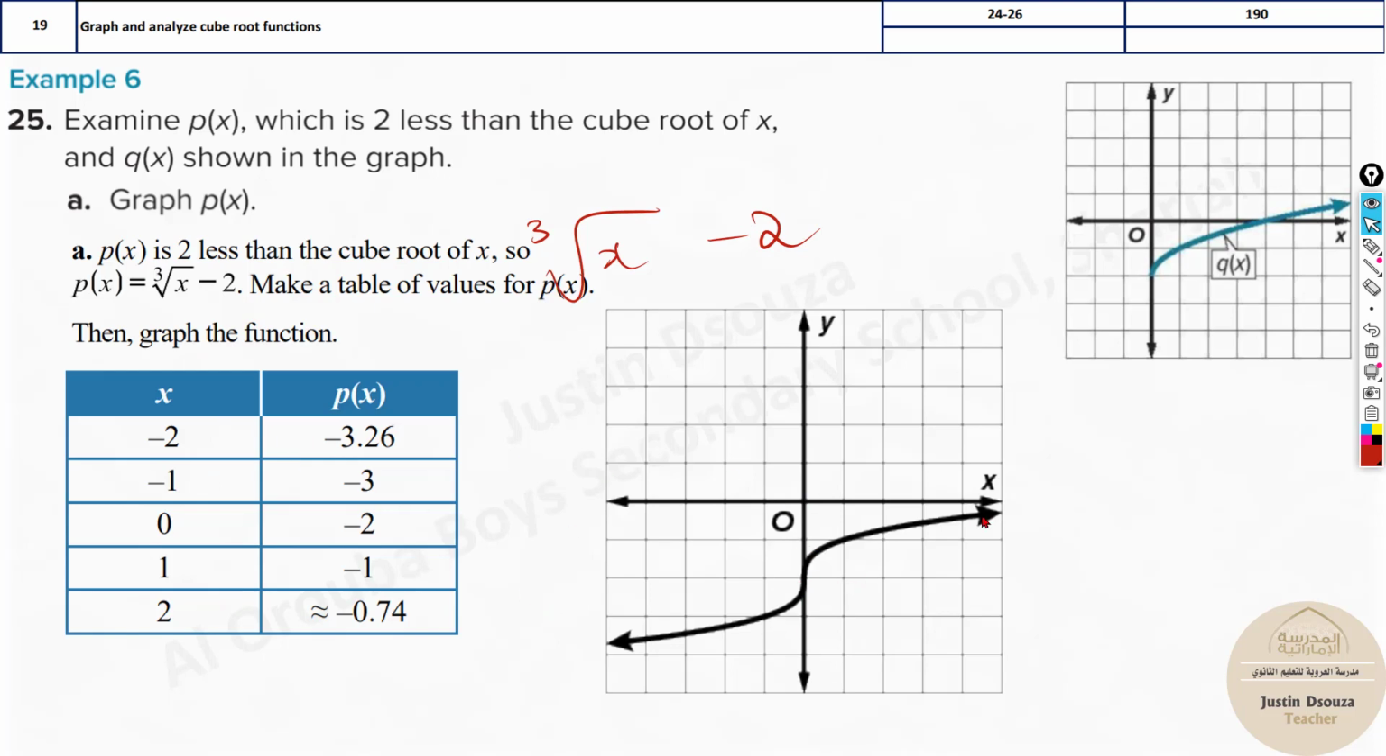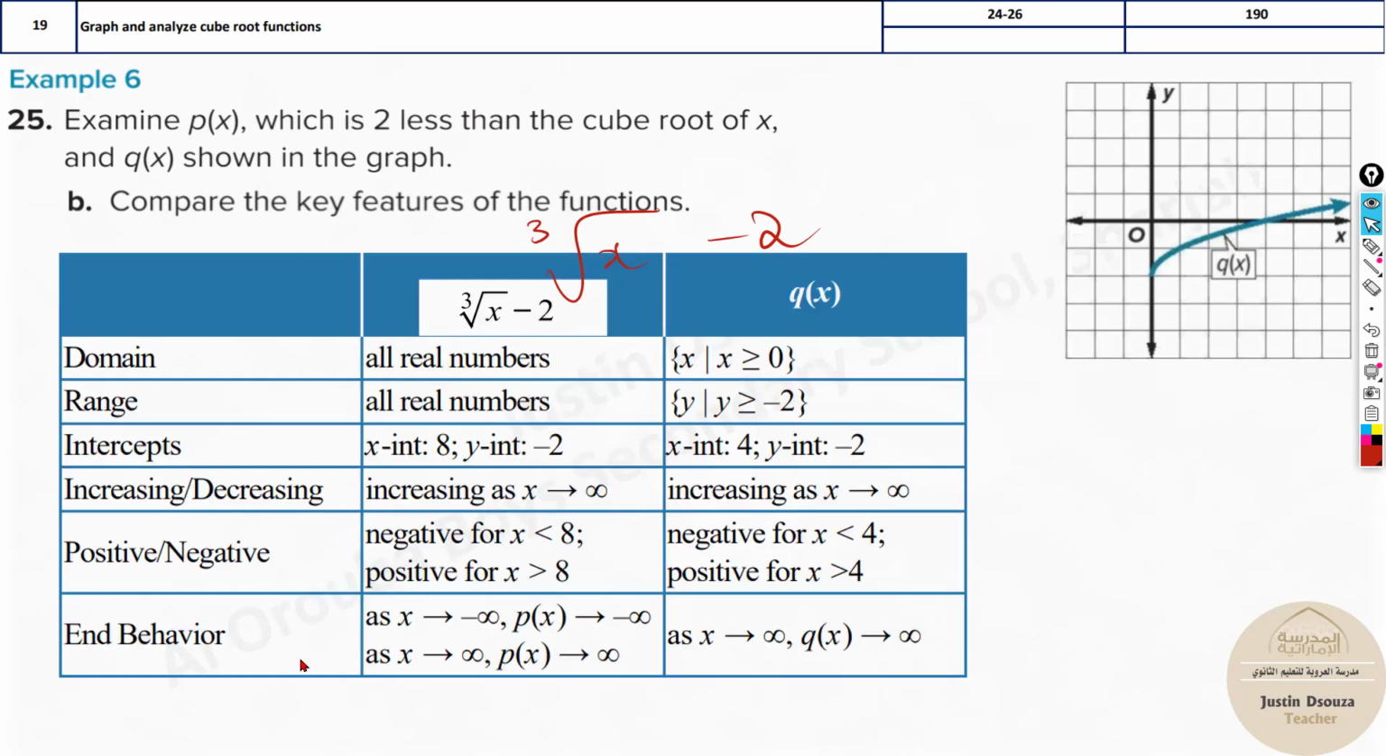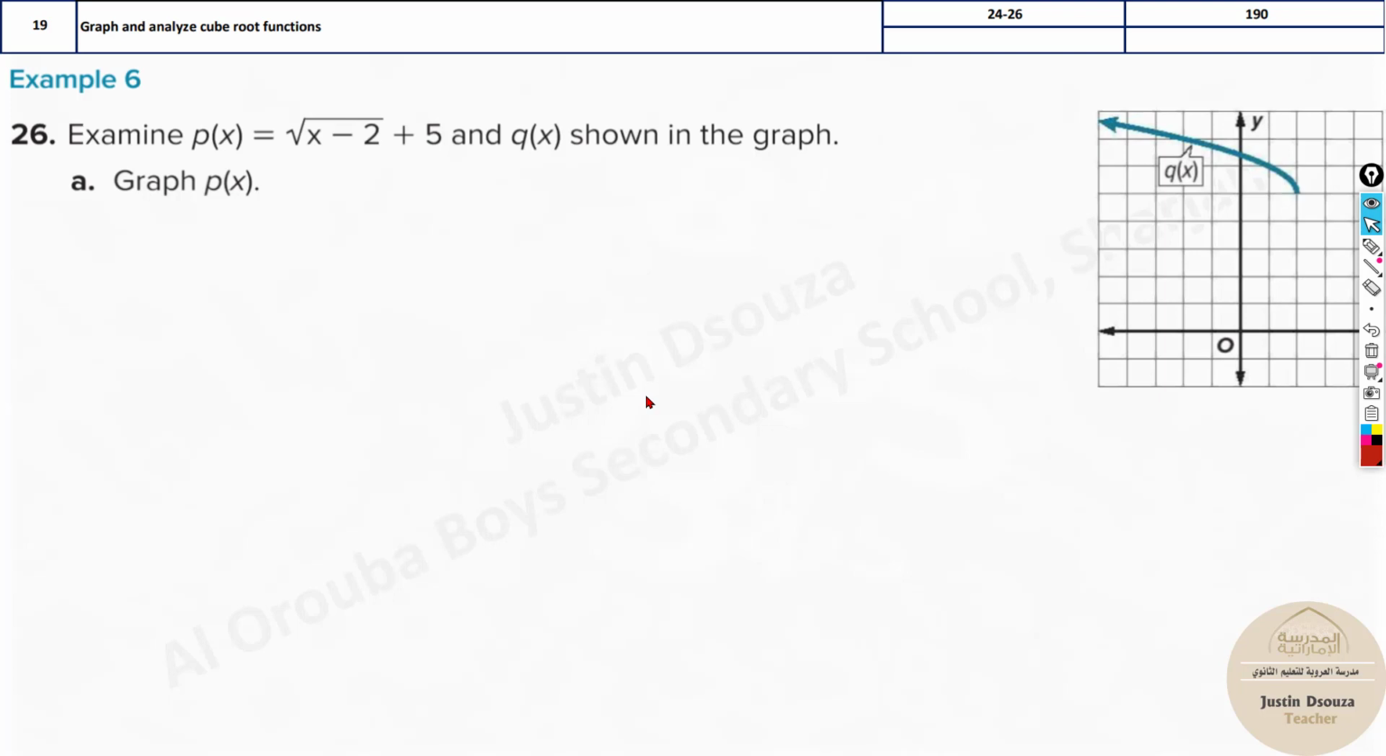Now you're telling the same thing. Domain is all real numbers. Over here it's only positive real numbers. Range and everything you have to just tell over here, okay? See this comparison, same thing. Same concept, same things. Here also it's the same concept. Over here you just have to graph this.